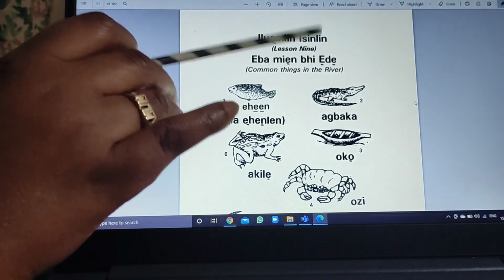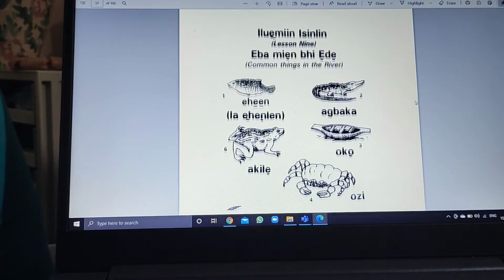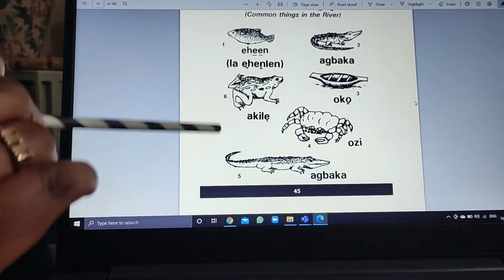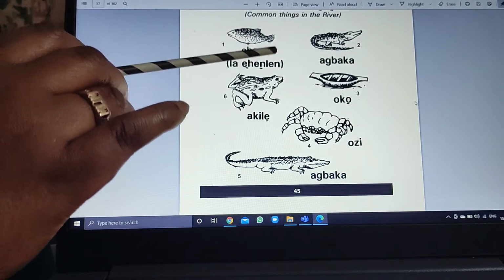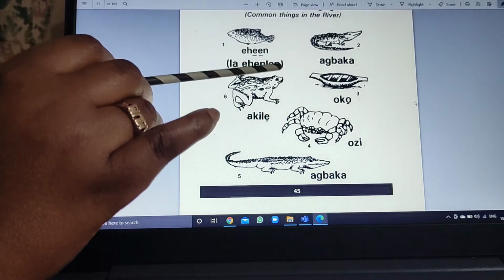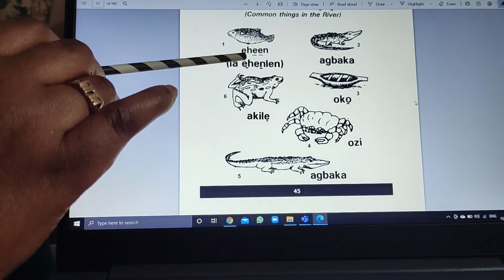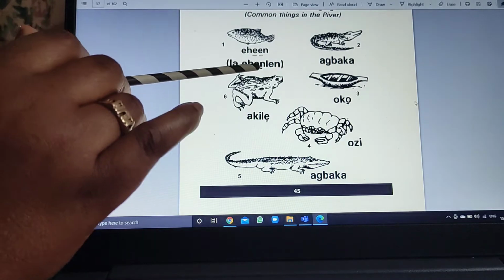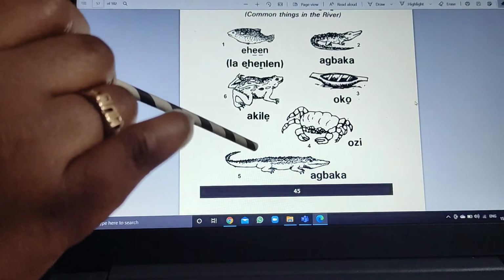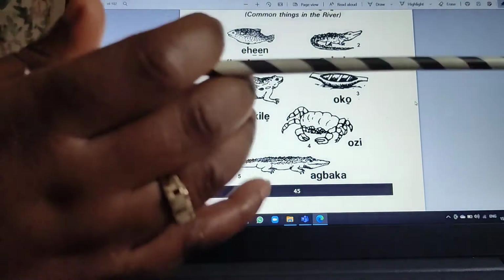We also used this Ede when we were doing the vowels, for those who remember. Then the first word here obviously is ehen, which is fish. Fish is ehen la ehenle. So in Esan it is ehenle, ehen la ehenle. When I say vesan, vesan means in Esan, ve Esan.